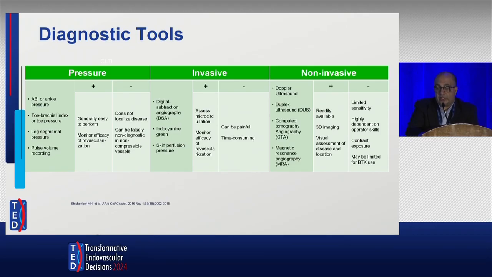CT angiogram is another modality to diagnose the anatomy. However, sometimes in diabetic patients and end-stage renal disease patients, with their heavy calcification and the blooming effect of calcium, it will be very difficult to recognize or estimate the significance of the lesion.